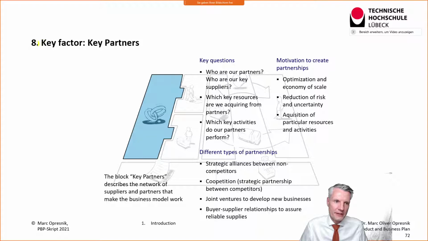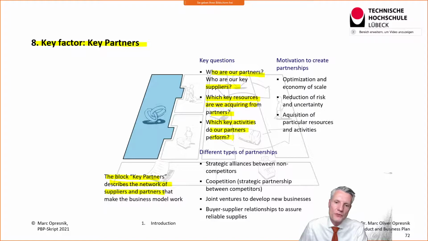And eighth factor, key partners. The key partners block describes the network of suppliers and partners that make your business model work. So these are the key questions here. Who are the key partners and the key suppliers here? Which key resources are we acquiring from partners? And which key activities do our partners perform for us?